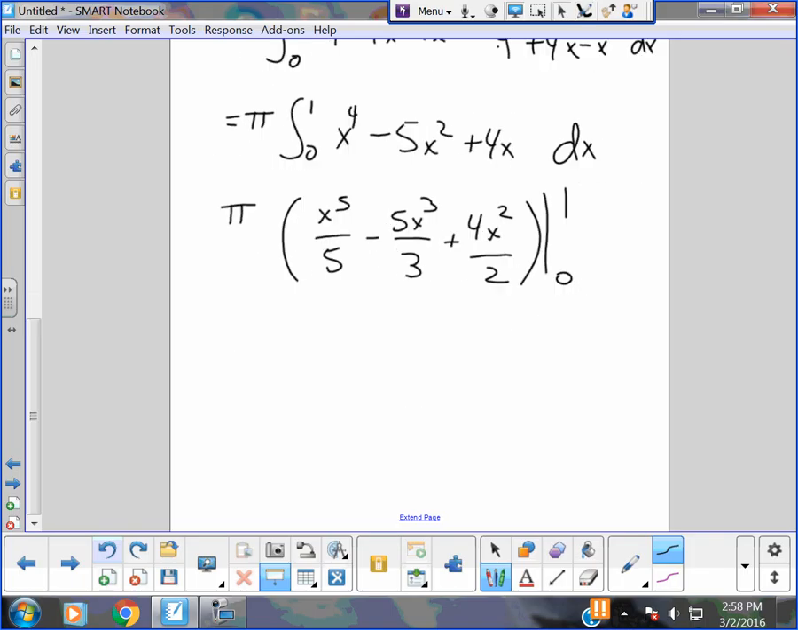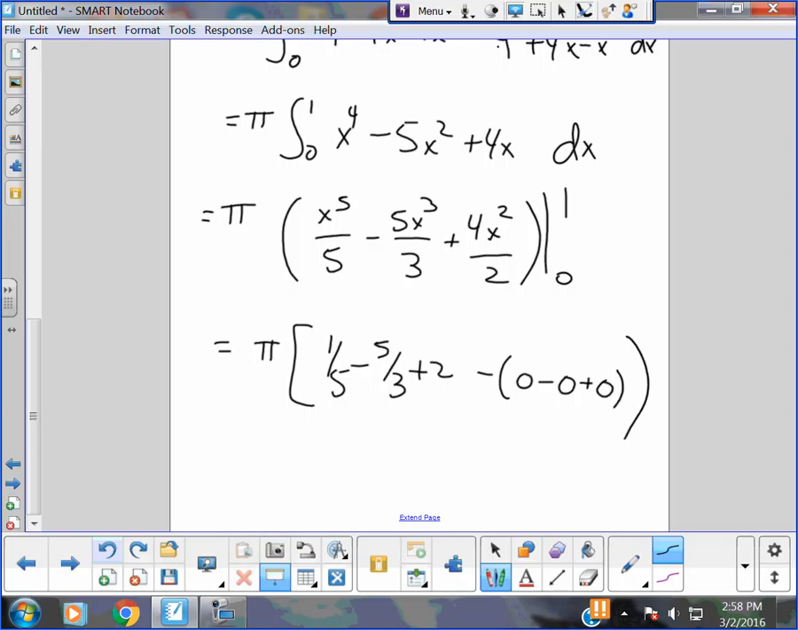And so now we grind this out. I get 1/5 minus 5/3 plus 2 minus 0 minus 0 plus 0. I write it out every time so I don't forget it. I know when I put zeros into all those x's, there's 0. 1/5 minus 5/3. Well, minus 5/3 plus 2, guys, is a positive third, right? And a third plus a fifth is 8/15. So the answer to this is 8/15 pi.